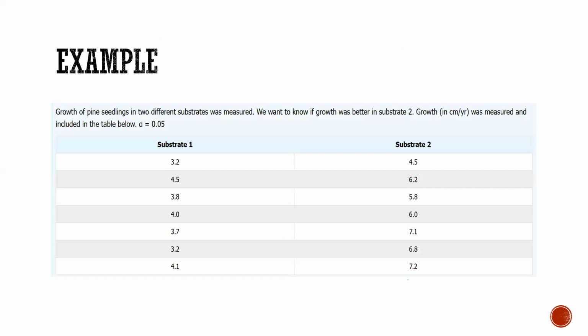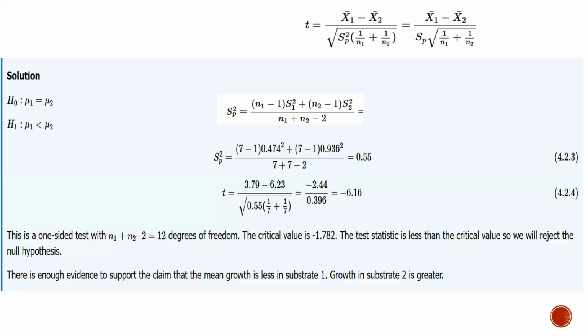We will see this with the help of an example. The growth of pine seedlings in two different substrates was measured. We want to know if growth was better in substrate 2. Growth was measured and included in the table below, and alpha is 0.05. So we have substrate 1 and substrate 2. First, we will calculate the mean, and from the mean, we will calculate the variances.